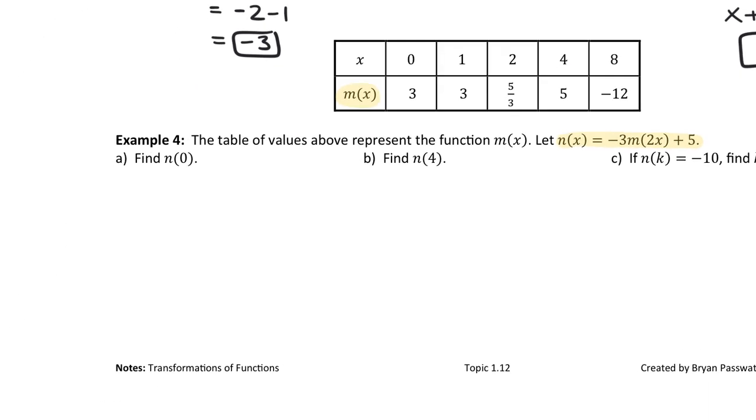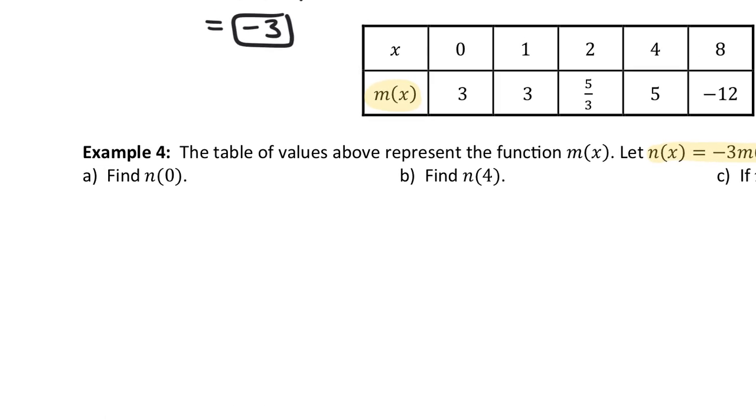For number 4a, we're doing n of 0, which means the x value is 0. So n of 0 is equal to negative 3 times m of 2 times 0 plus 5. Okay, this vertical dilation of negative 3, a horizontal dilation of 1/2, and a vertical translation of 5 is what we're applying here.